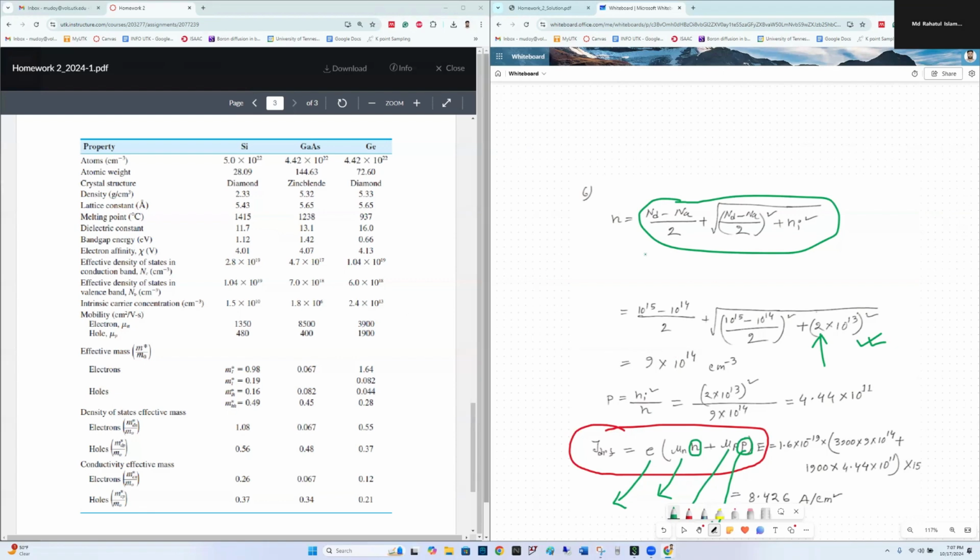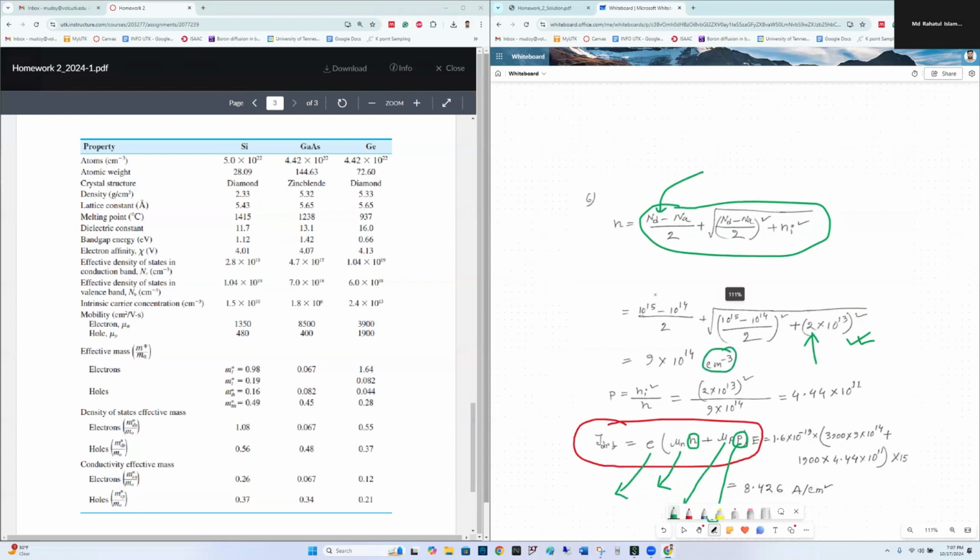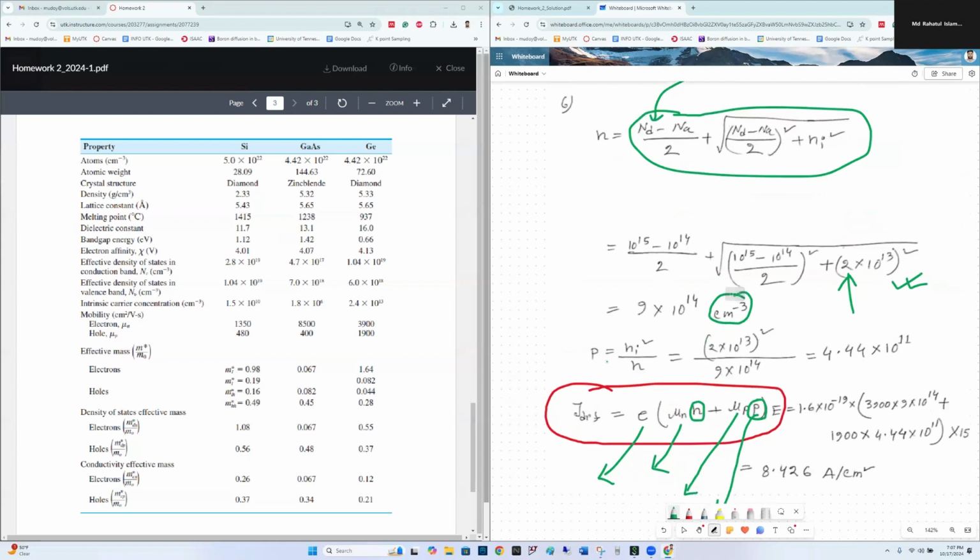And you can calculate this if you insert all the values, I mean all these concentrations, in per centimeter cube, and you will get the result in per centimeter cube. Then for the hole concentration, we have a formula. This formula comes from p n equal to ni square.